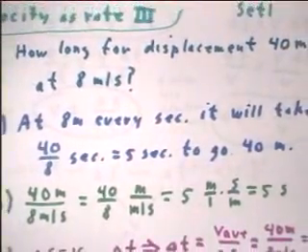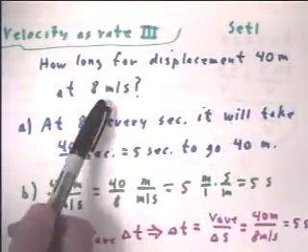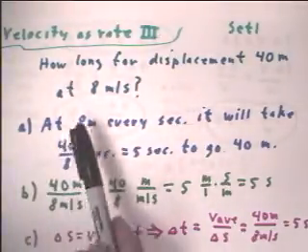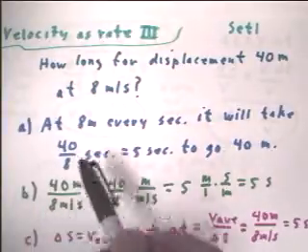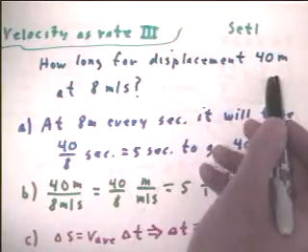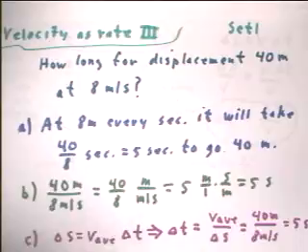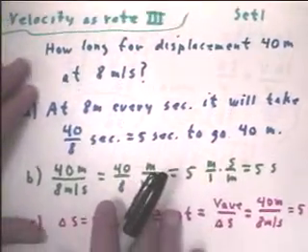Okay, the question is, how long does it take to get a displacement of 40 meters if we're moving at an average velocity of 8 meters per second? Well, in an average of 8 meters every second, which is what 8 meters per second means, how long is it going to take to go 40 meters? Every second we get 8 meters, we got to get 40. Obviously it's going to take 40 divided by 8, or 5 seconds, to travel the 40 meters. So this is a way of directly reasoning the situation.